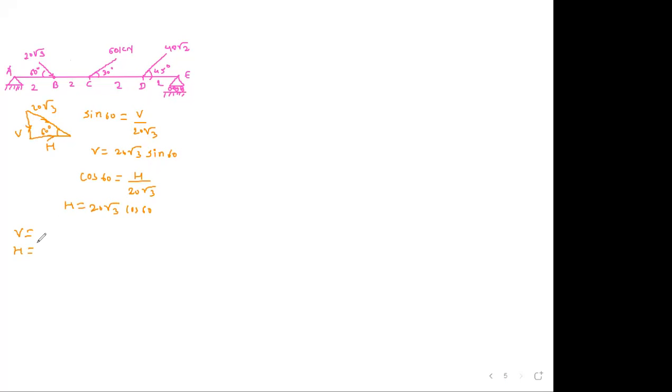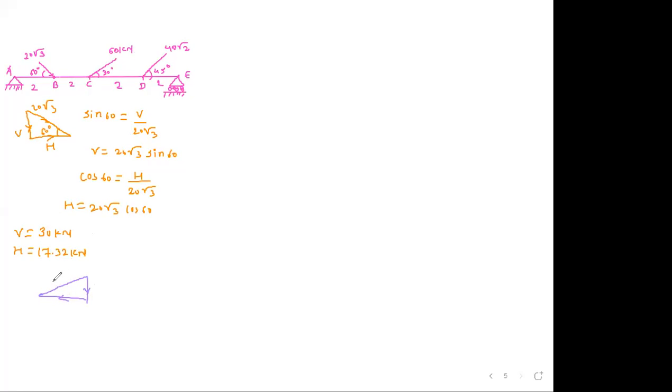V is 30 kilonewton, and H is equal to 17.32 kilonewton. So this is the resolution of this inclined force. Now we will resolve this second force. So the second force is likewise, here vertical and here horizontal. That means this horizontal is going in this direction and vertical is in the downward direction.